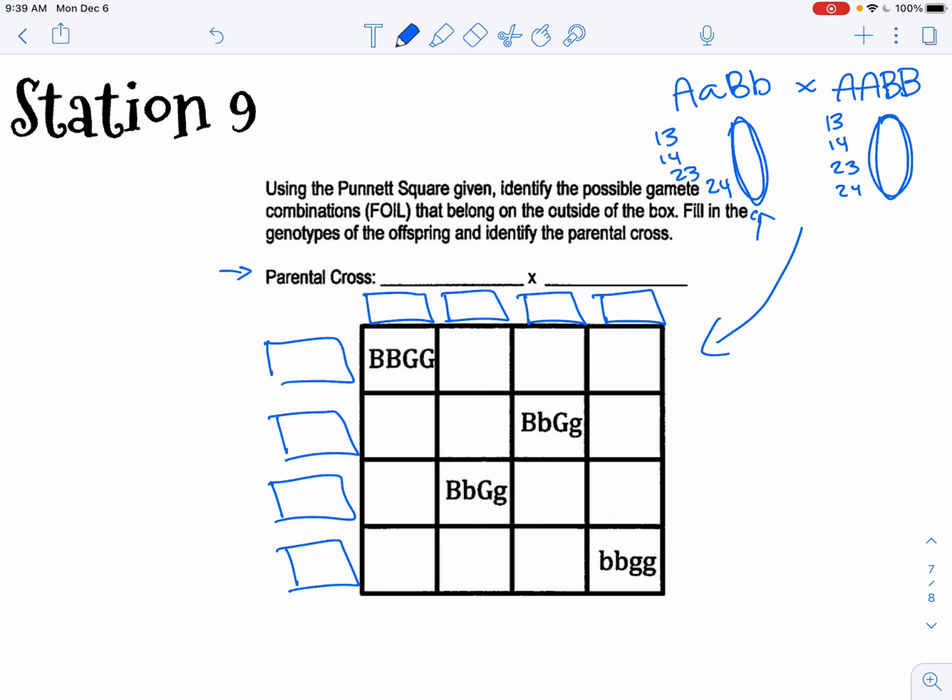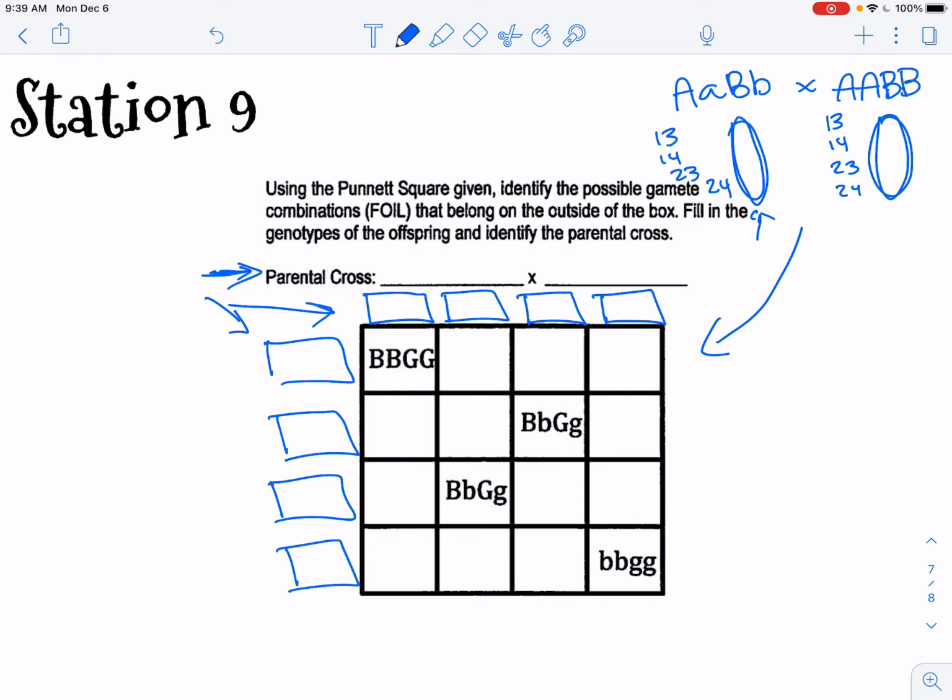So using the information that I have provided by filling in a couple of these, let's see if we can figure out what the gametes are going to be here and here, and then work backwards to get this parental cross. Okay. This is a lot easier than it looks.